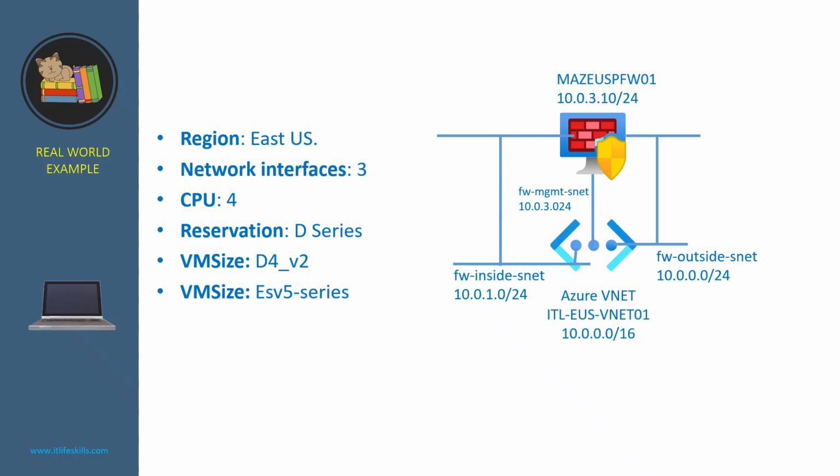Here is the real case that we ran into. In this case, we have to deploy an Azure VM firewall in the East US region, and the firewall must have at least 3 network interfaces so that we can connect the first interface to the outside subnet, the second interface to the inside subnet, and the last interface to the management subnet.